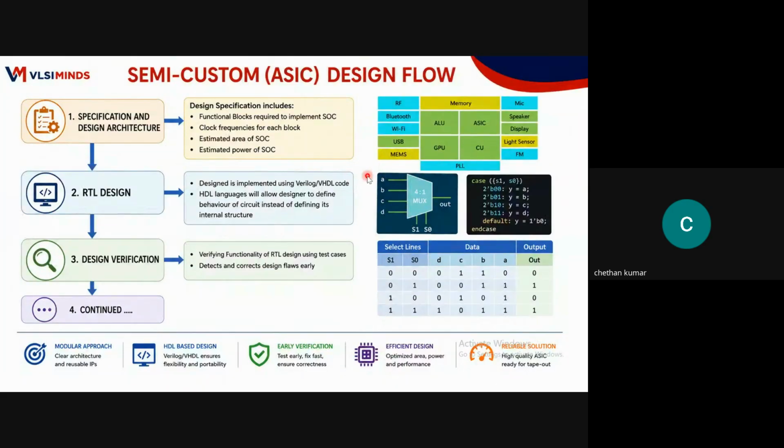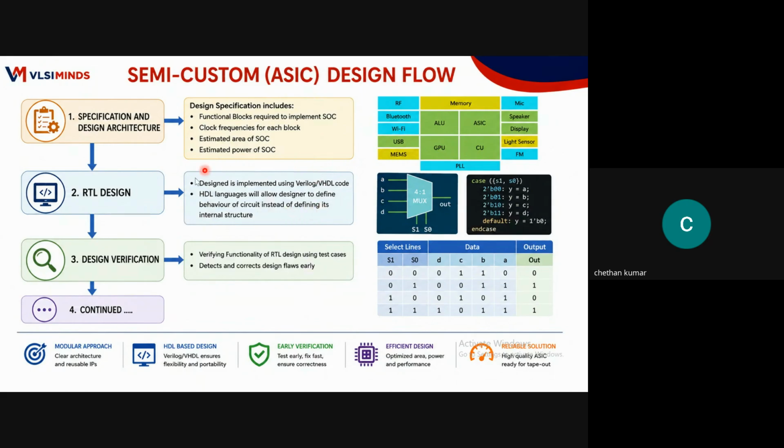For example, we have to design a 4x1 mux. So we have to write a code, correct? Similarly, for a design that we want to plan, they will write the HDL code, usually in Verilog. That will be done by the RTL design engineers, and that is taken care of at the front end side.